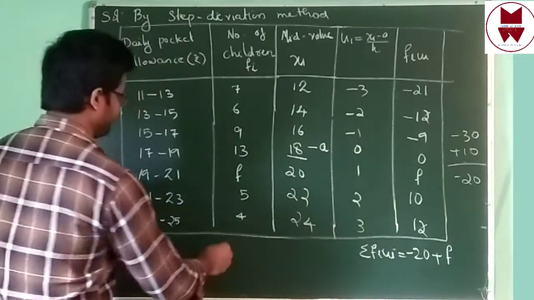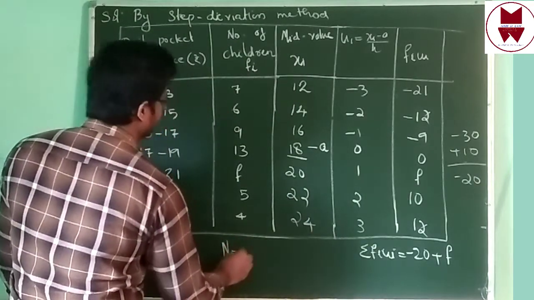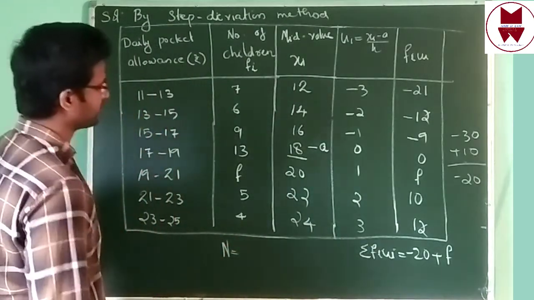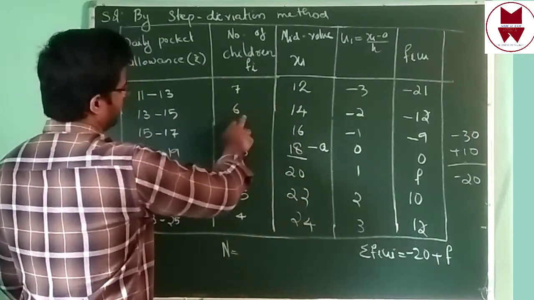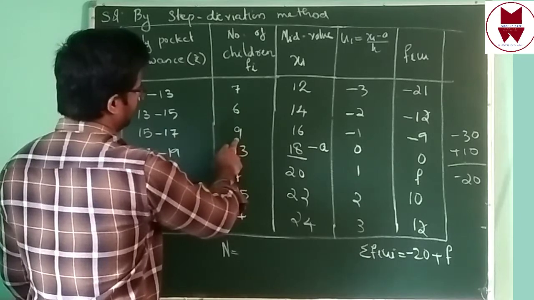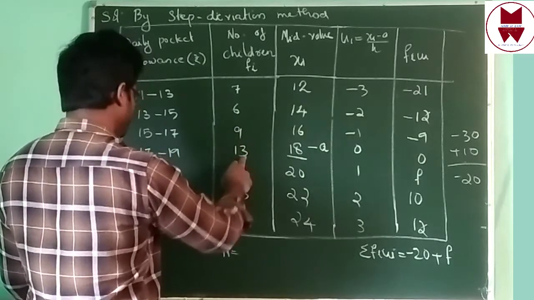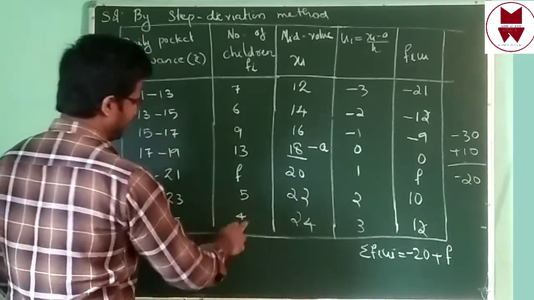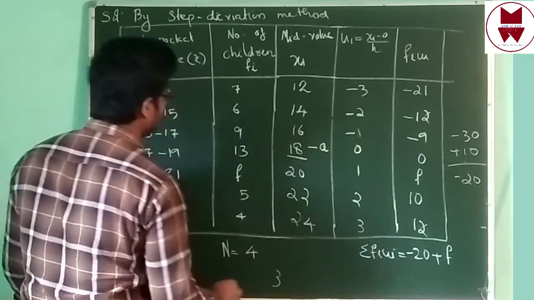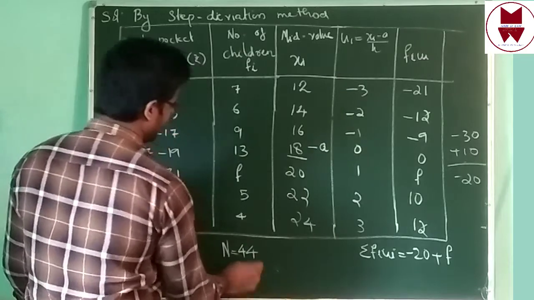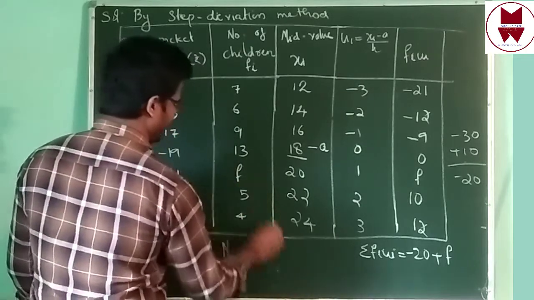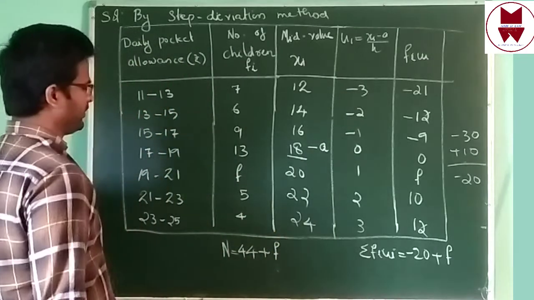Then n equals, we can add all the numbers: 7 plus 6, 13, plus 9, 22, 25, 30, 34, 3 remainder, then 3 plus 1, 4. 44, then plus, here also one f is there, 44 plus f.